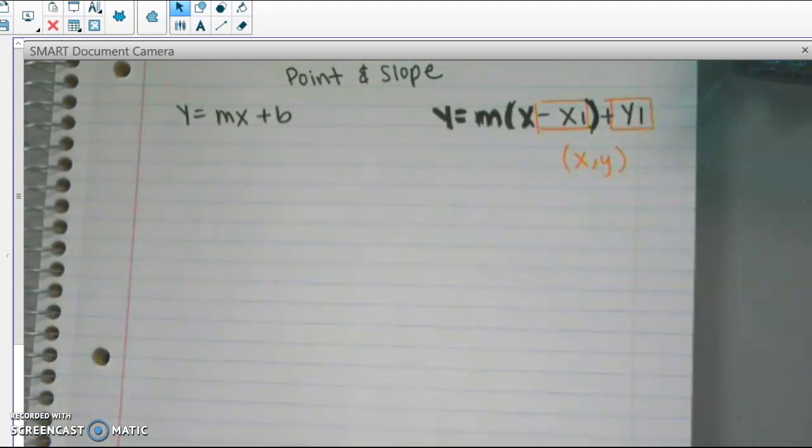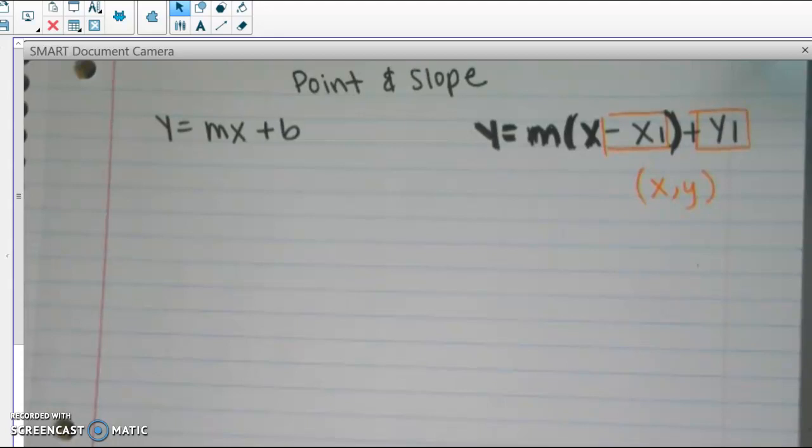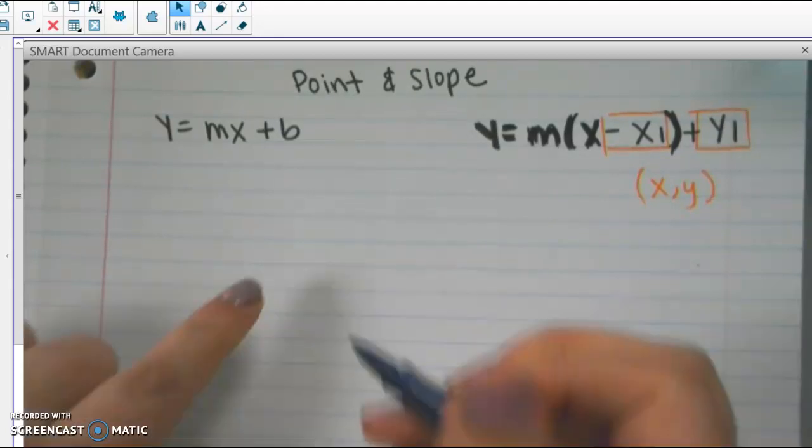All right, so I'm going to do each problem both ways. I'm going to show you the y equals mx plus b, and I'm also going to show you the point slope way of doing it, and I have no preference on which way you decide to use. But my advice to you is after you watch this video, copy down whichever way made the most sense to you and just stick with that, okay?